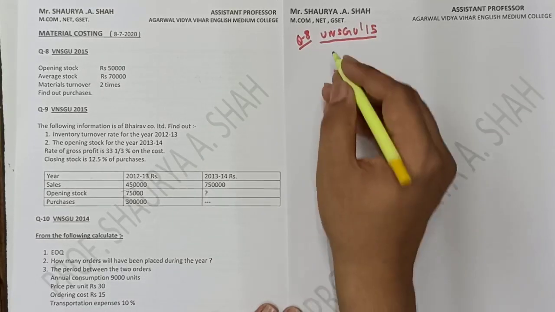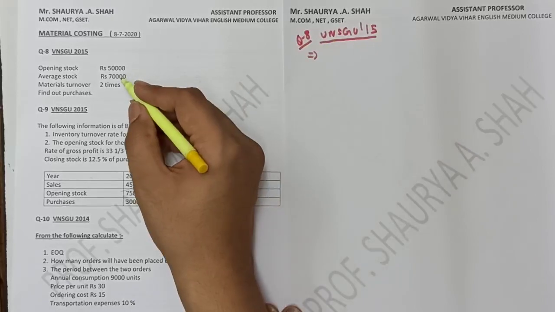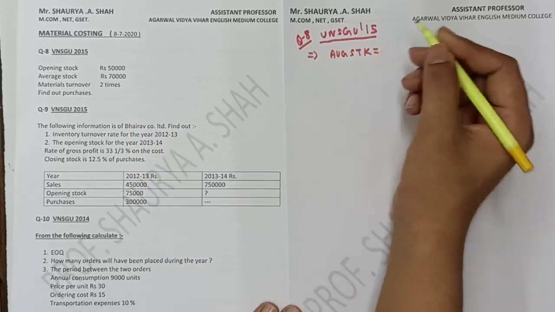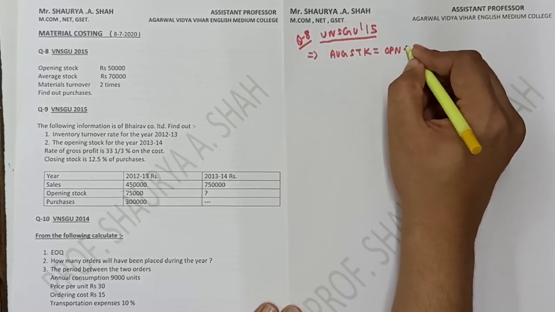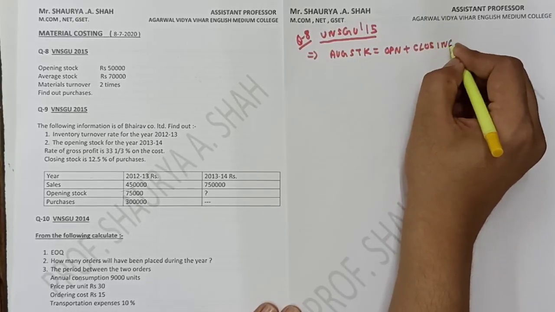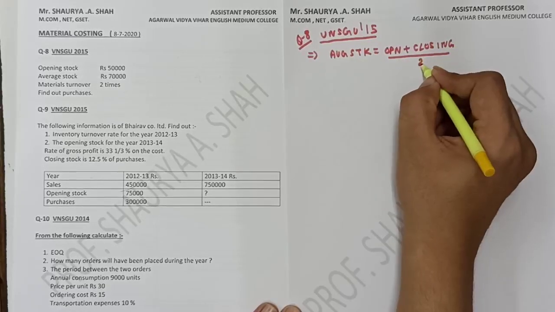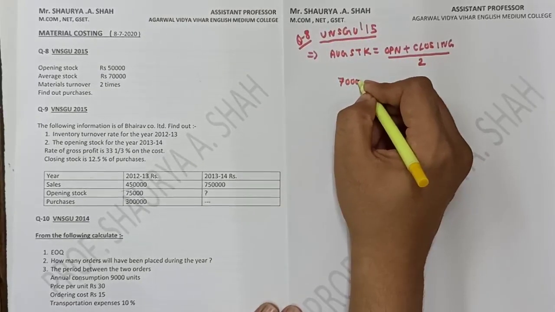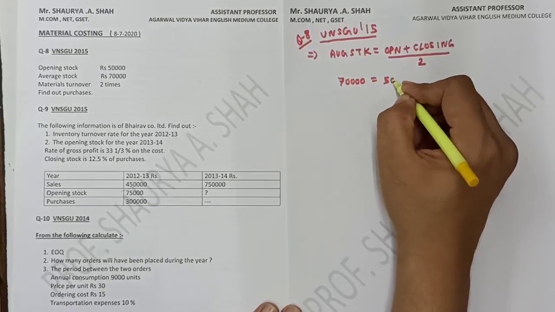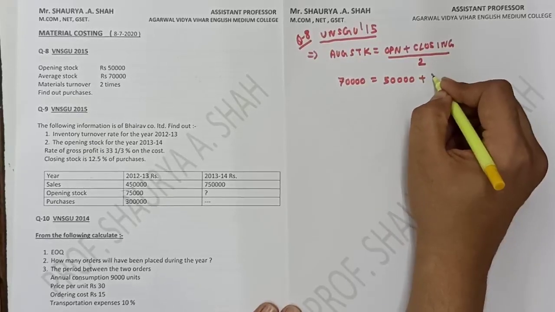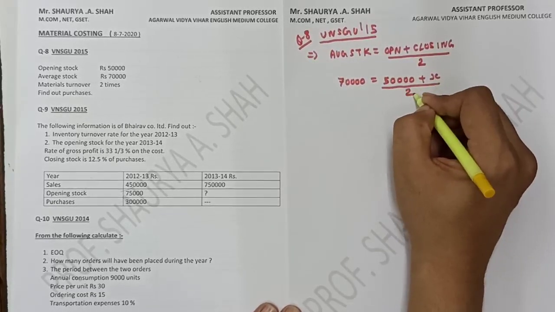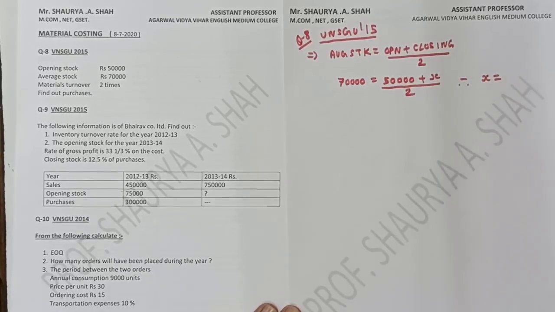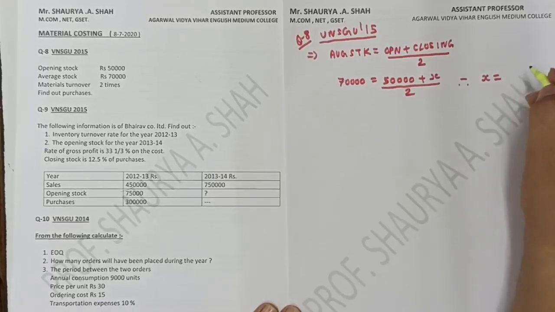So I will start first with the average stock, the thing which is given. What do you mean by average stock, students? Average stock is equal to opening stock plus closing stock divided by 2, right? Now average stock I am having, students, 70,000. Opening I am having 50,000. Closing I don't know, so I put x there, divided by 2. So when I solve this equation, my x, that is closing stock, will come to 90,000 rupees.